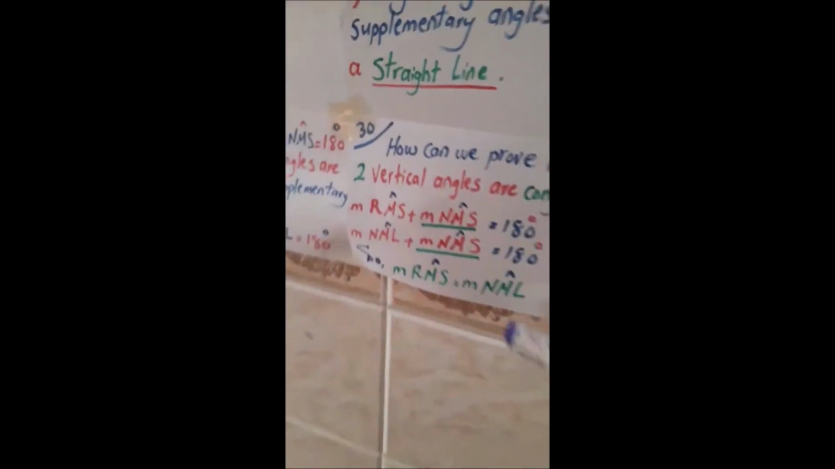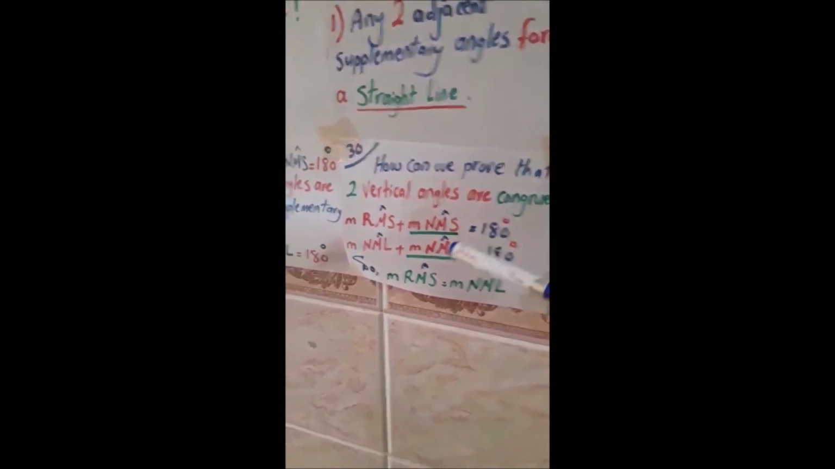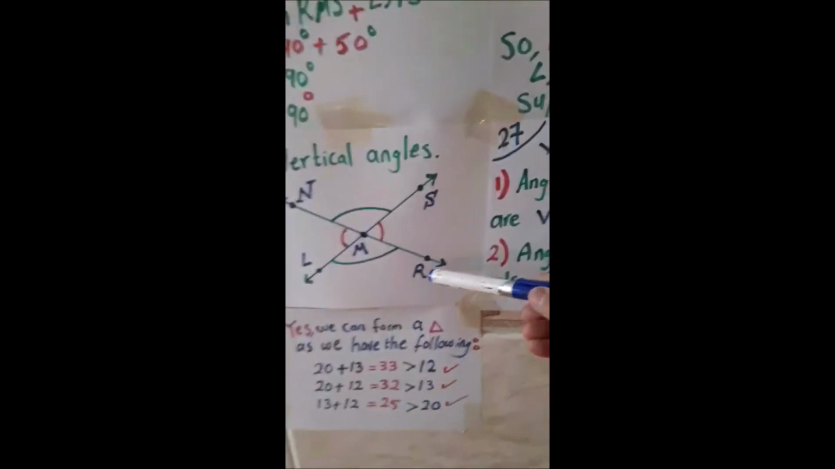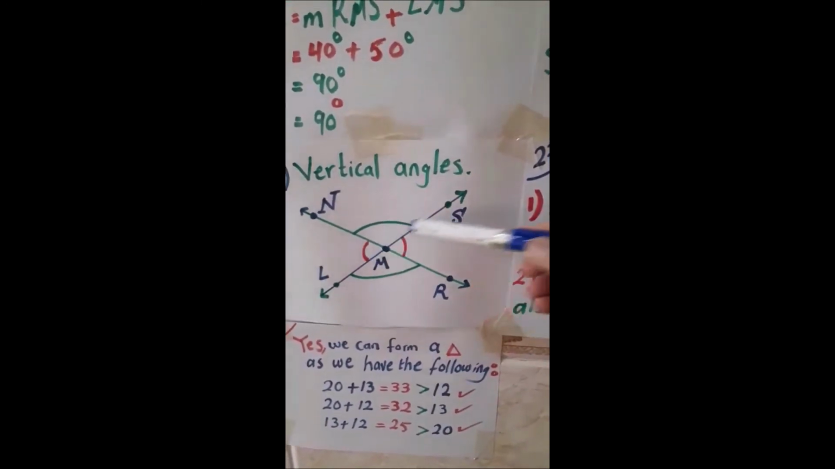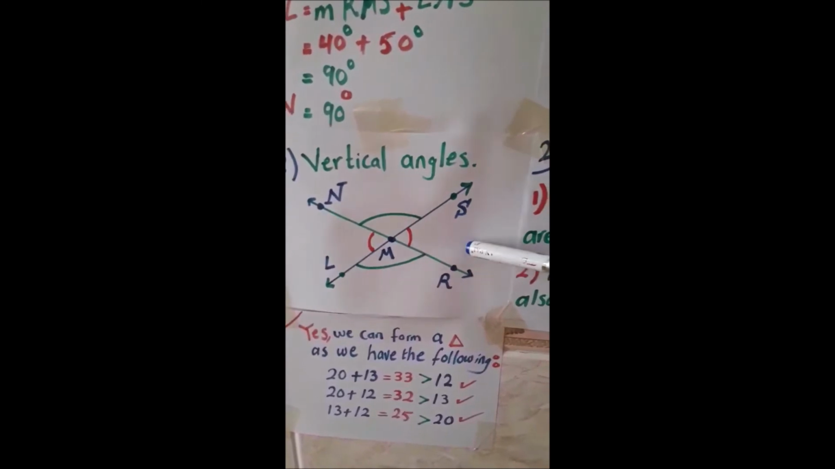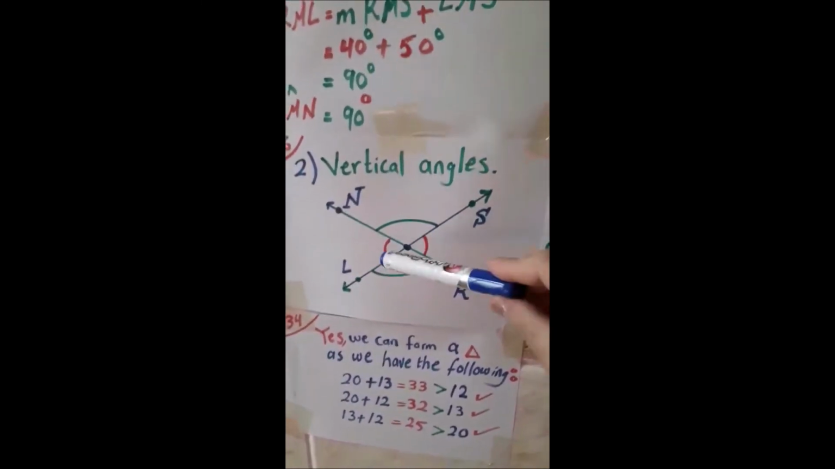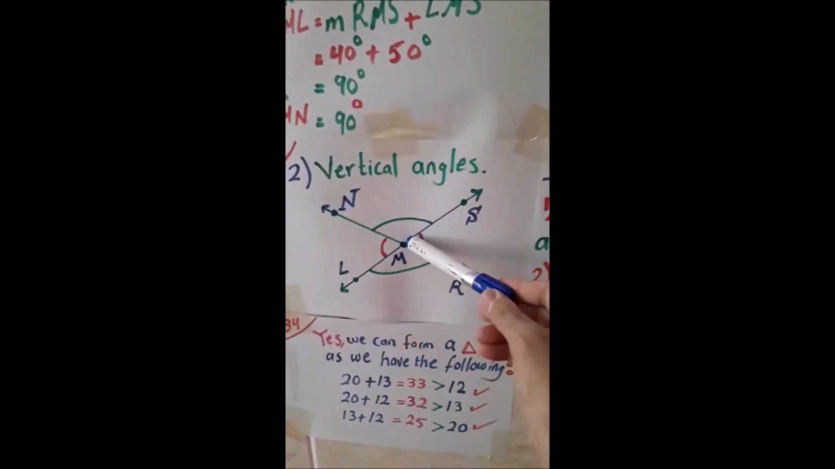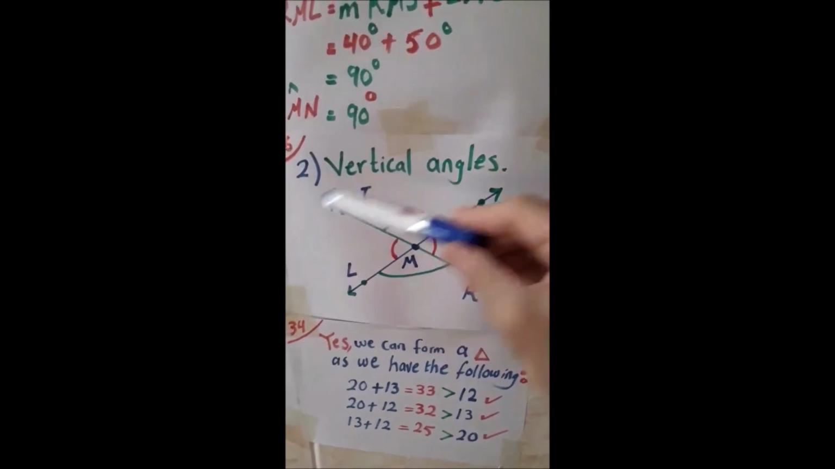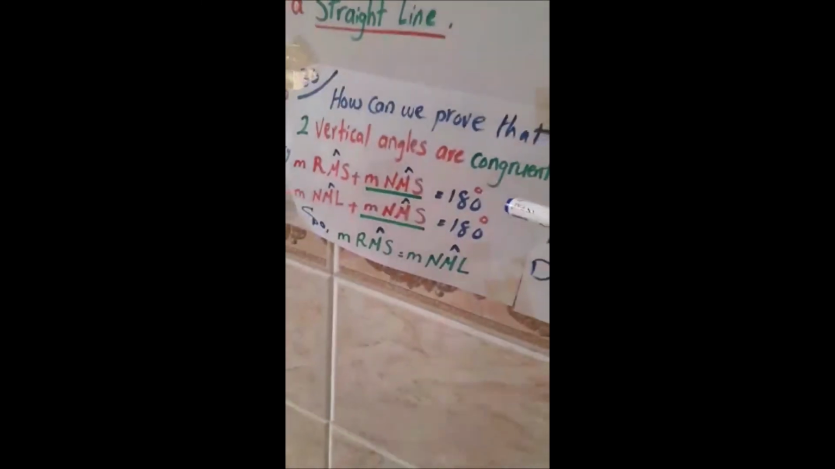Again, guys, from the figure we have RMS plus NMS equal to 180. RMS plus NMS, acute with obtuse, they will give me 180. And again, if you take NML with the same angle, so this with this, and this with this. As you see, the angle NMS is repeated twice. That means this angle is common.